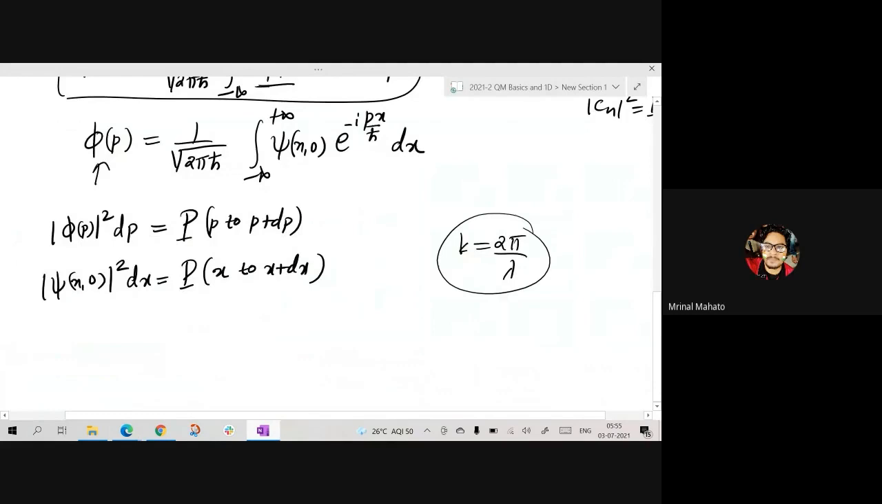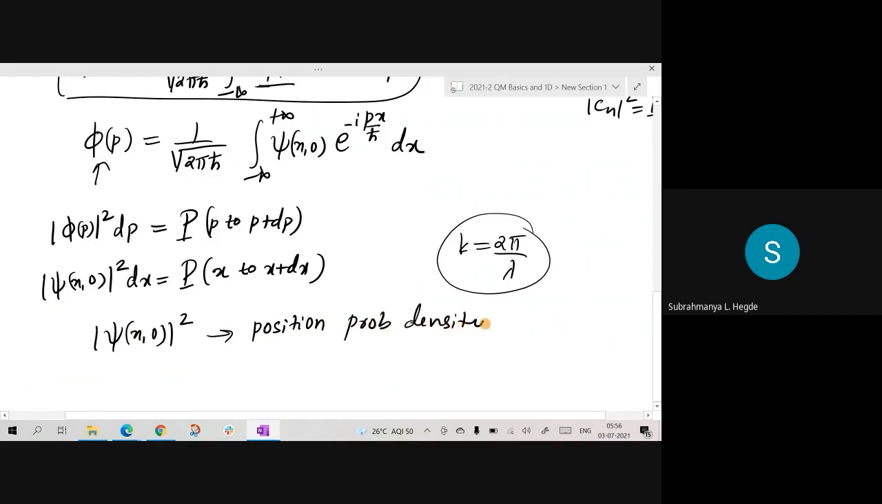This will give the probability when you do a momentum measurement. We call this the momentum probability density. This was the position probability density, isn't it? Psi of x comma 0 whole square, or psi of x comma t whole square, was the position probability density. Similarly, phi of p whole square is the momentum probability density. Is that okay?